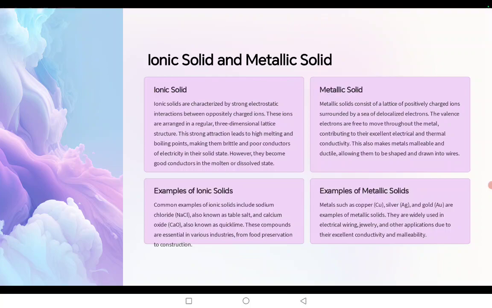But metallic solids consist of a lattice of positively charged ions surrounded by a sea of delocalized electrons. These valence electrons are free to move throughout the metal, and that's why they are excellent in electrical and thermal conductivity. Examples of ionic solids are sodium chloride and calcium hydroxide. On the other hand, metallic solids are copper, silver and gold. These are good examples of metallic solids. We all know that copper, silver and gold are good conductors of heat and electricity.